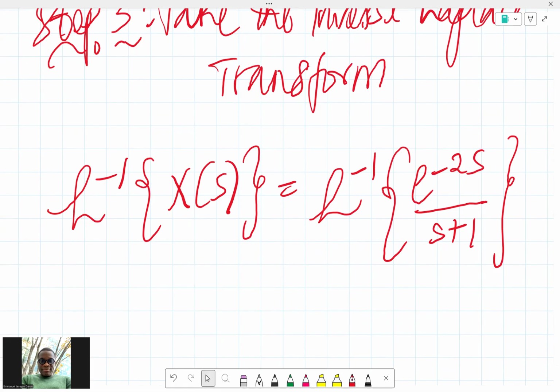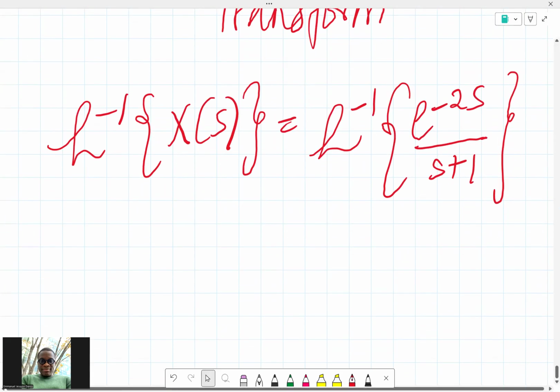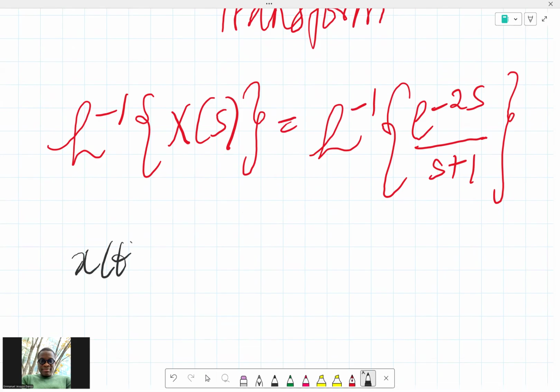Okay, so I think we need to do this carefully. The inverse Laplace of x of s is simply x of t on the left-hand side, but here we need to handle this carefully. Let's do it this way. Let me give some breakdown before we do what we have to do.